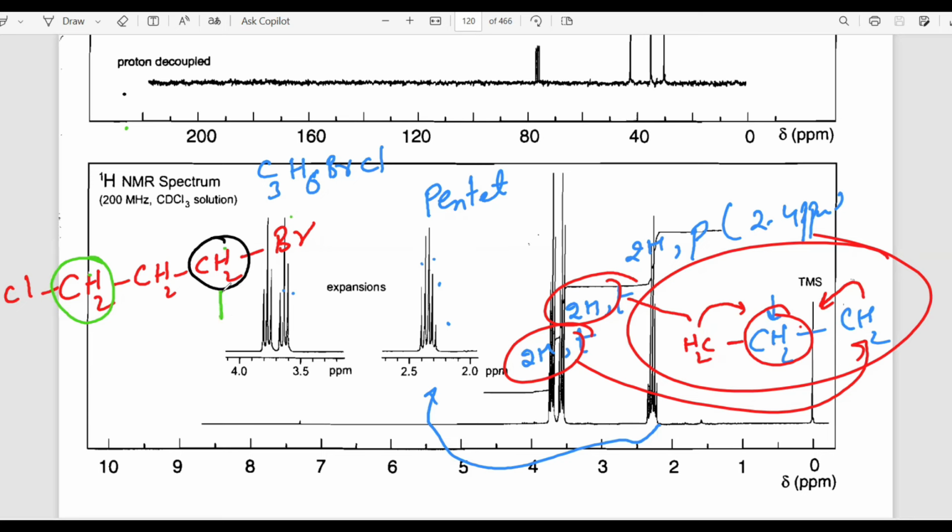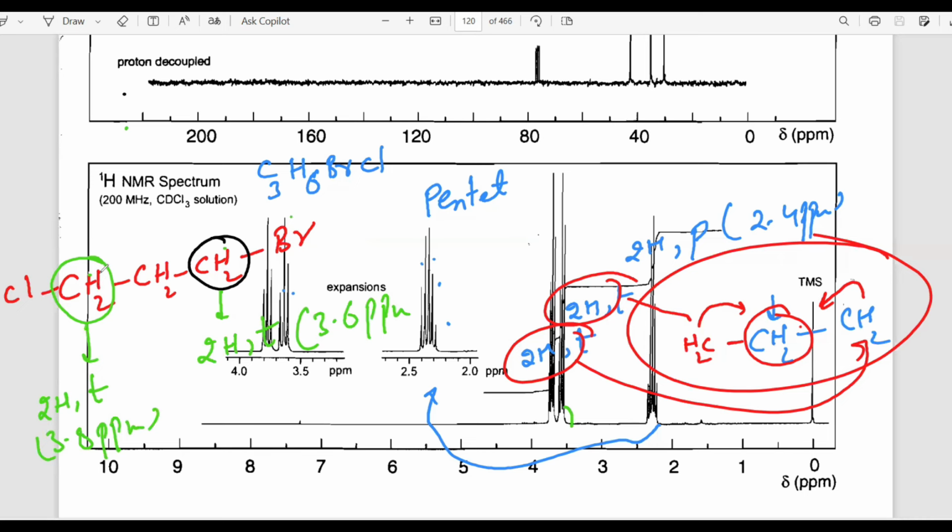So these 2 protons will give you a 2-proton triplet, and its chemical shift is roundabout 3.6 ppm. While this is a 2-proton triplet as well, it is appearing in the range of around 3.18 ppm. Now, why is the CH2 next to chlorine appearing at higher chemical shift?